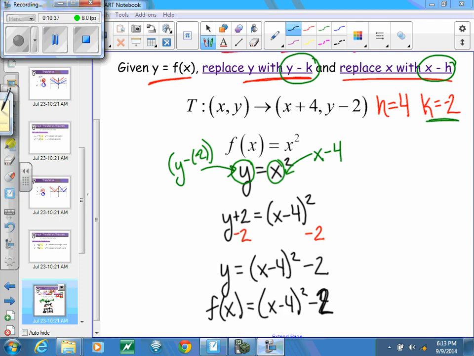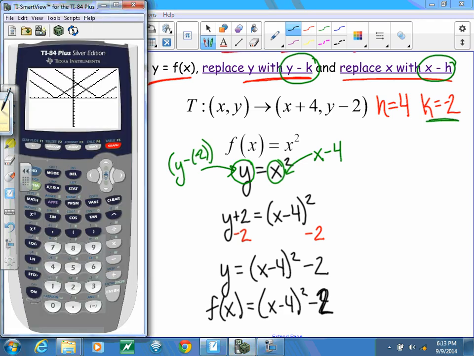Let's go ahead and look at our graph to see what it's looking like. Get rid of my three graphs here. So y1, I'm just going to graph the parent function so you remember what that looks like. There's our parabola. And now we're going to graph the second one. In parentheses, I have x minus 4, take that value squared, and then I'm going to subtract 2.